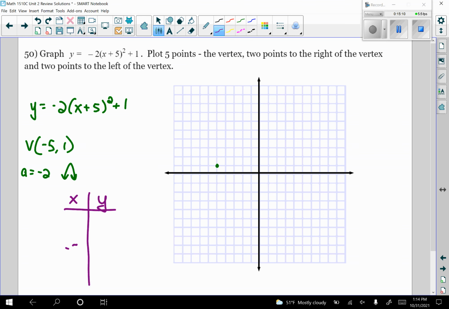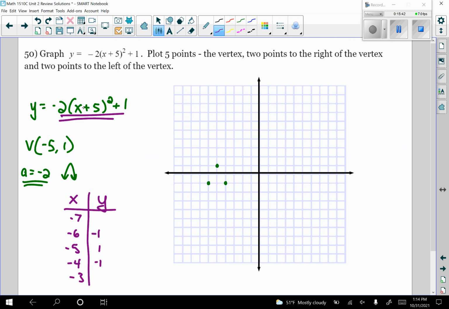So we have -5, 1. We'll do -6, -7, -4, -3. Again, let's do the -4 and -6. Substitute in here. -4 plus 5 is 1. 1 squared is 1. 1 times -2 is -2. -2 plus 1 is -1. So we should get this here. So that would be the same as counting over 1, down 2. Because a is -2, we have to double what we would normally count down. So there's our -4, -1, -6, -1.